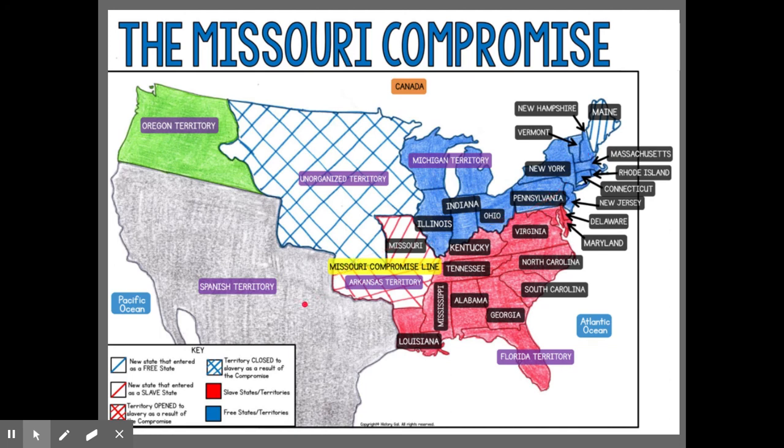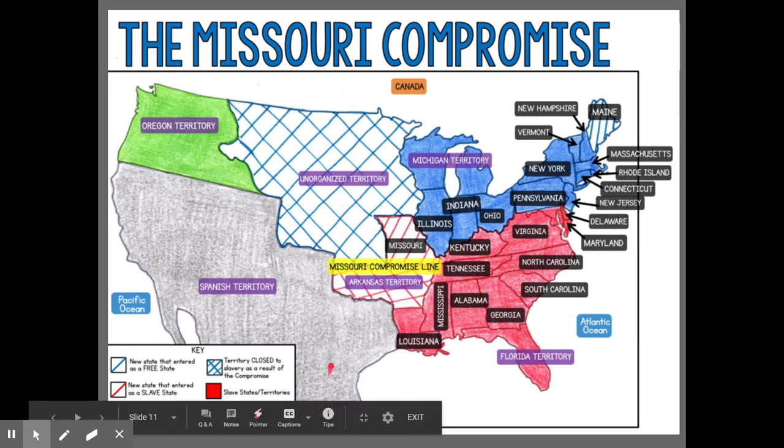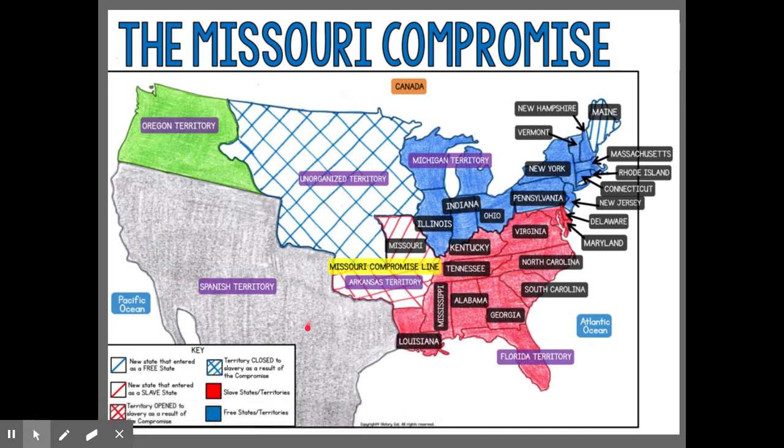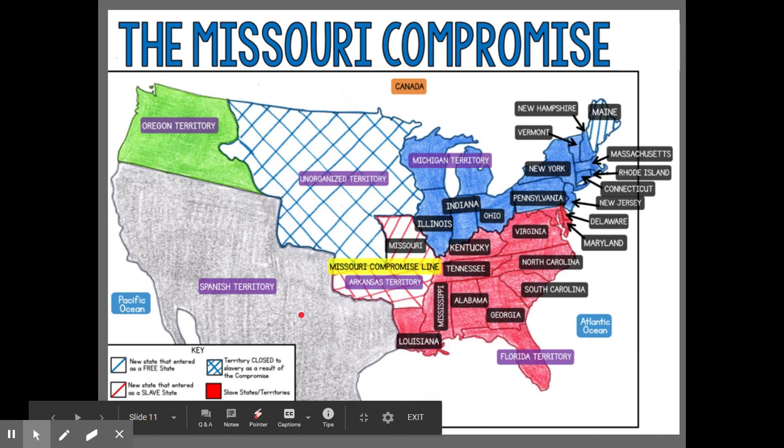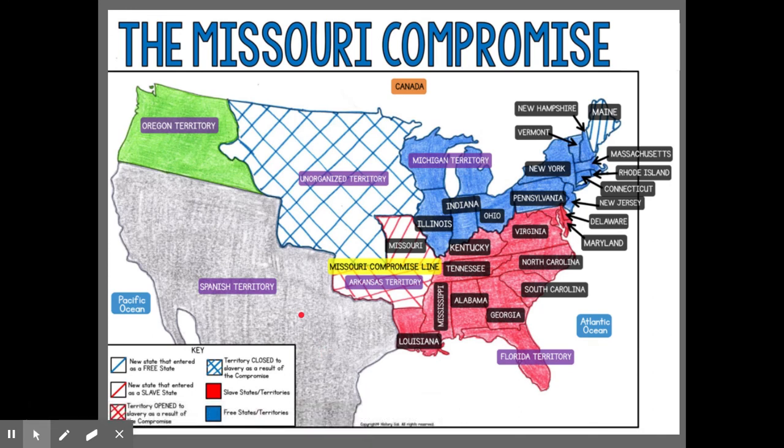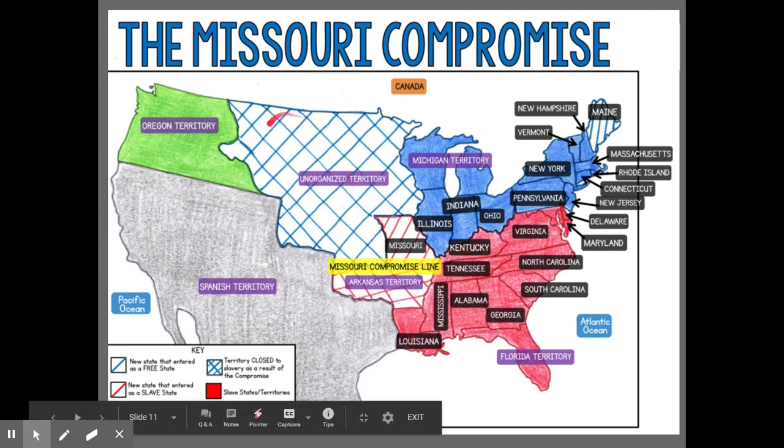And then look over here, this is all still Spanish territory. Sorry, there's no Texas. What even are those other states? Whatever. All of them are still Spanish, so we don't care. They're not states yet. And then you've got all of this territory here that is unorganized, because all of this was part of the Louisiana Purchase.